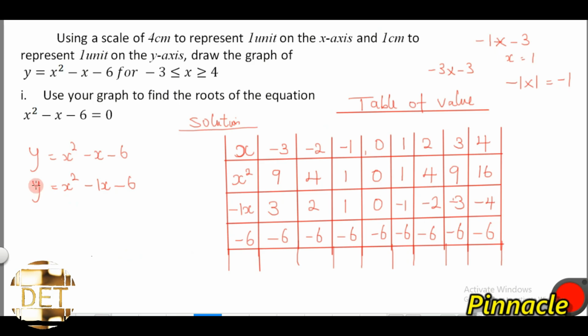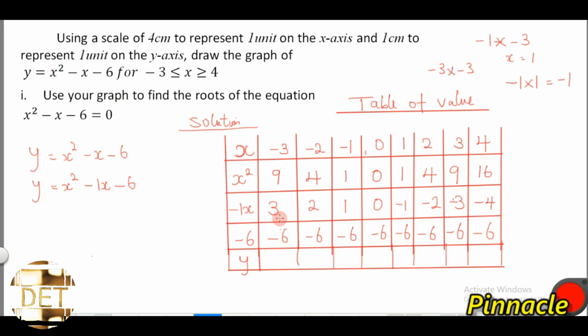So the next thing is our y. We've looked at x raised to the power of 2, then we have minus 1x, which is here, and then we have minus 6. So what will be the value of our y? The value of y is equal to x squared minus 1x minus 6. So 9 plus 3 minus 6 is what?